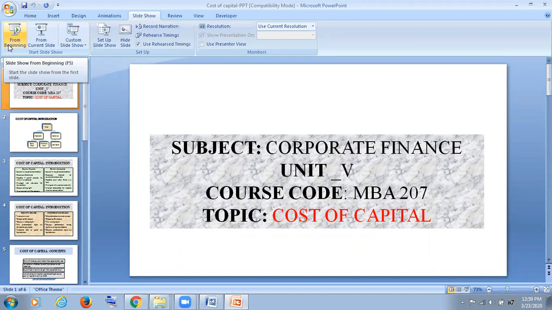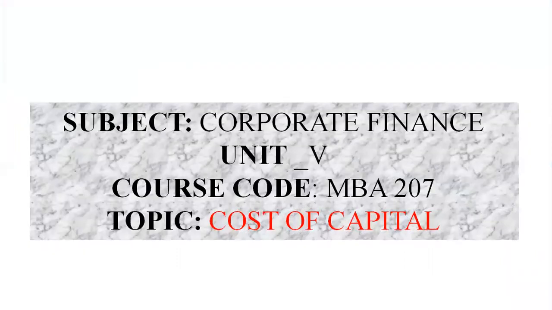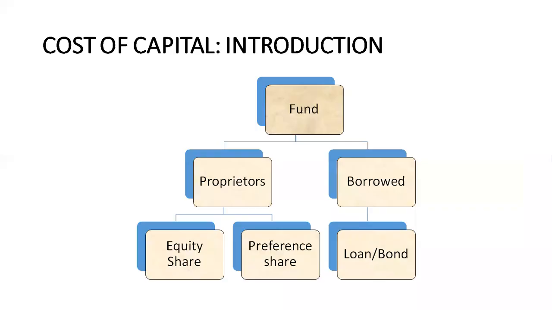Today, our discussion is related to the subject corporate finance. The name of the topic is cost of capital. This cost of capital can be divided into two parts. First one is called capital, and second one is cost. First, we are discussing capital. What is capital? Capital is the total amount required by a company or a concern for running its business.